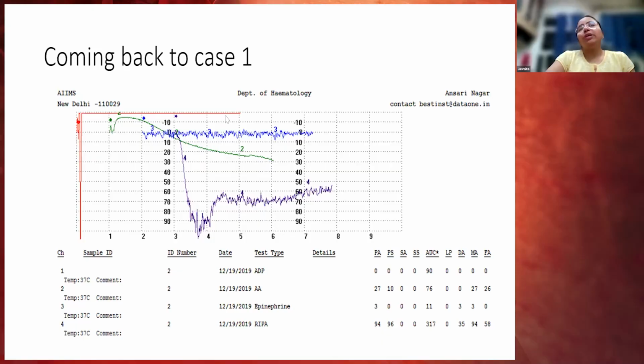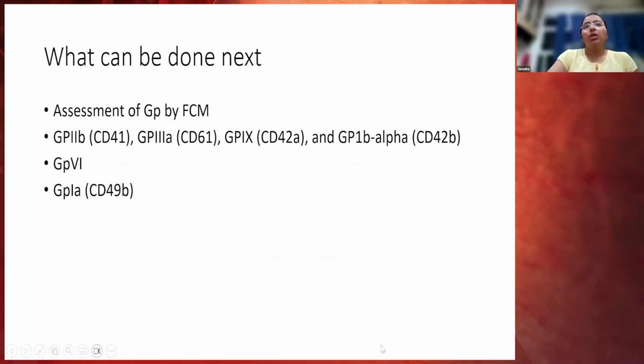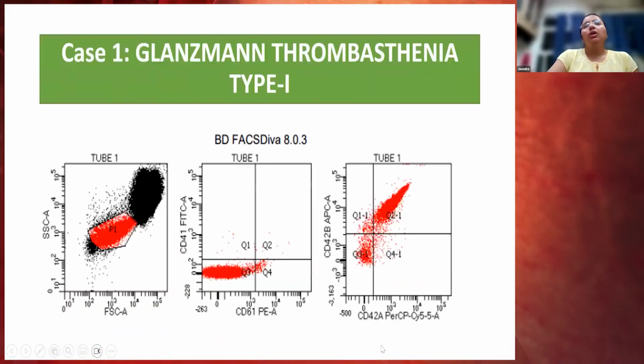So this pattern of defective aggregation with all agonists except ristocetin is classically suggestive of Glanzmann thrombasthenia. It can also be seen in another defect, which is LAD type 3, but your patient's profile will obviously be different. In a LAD type 3 patient, you will also have a history of frequent infection. So that will point towards the diagnosis of LAD type 3. Now going on to the next graphs.